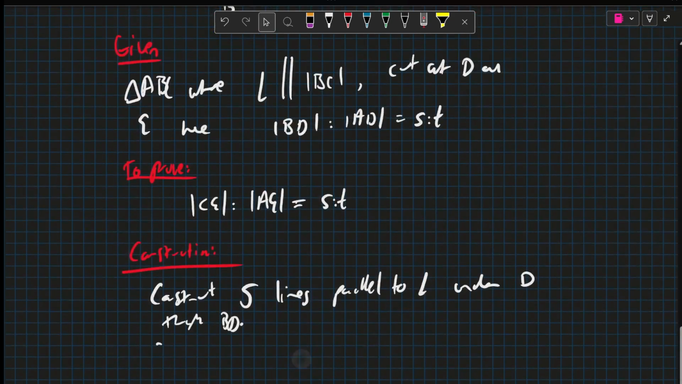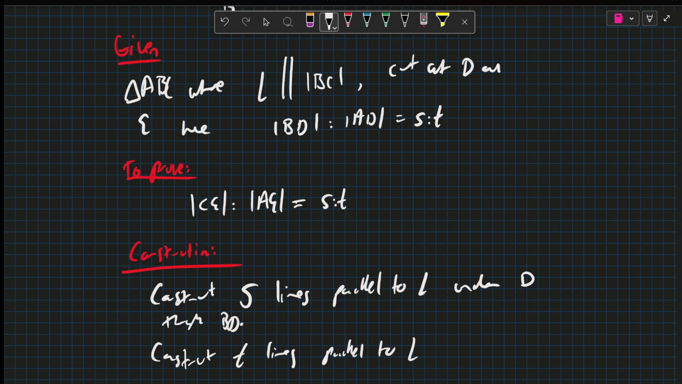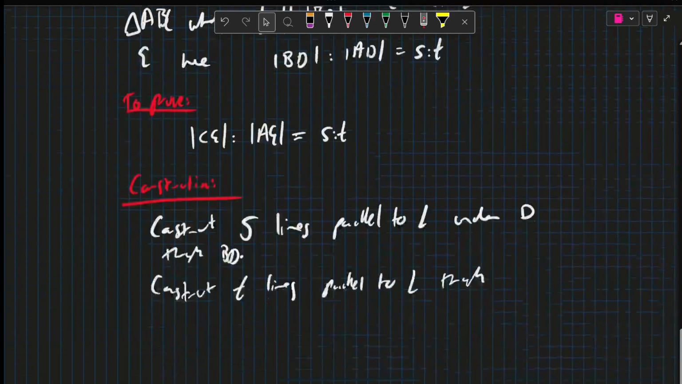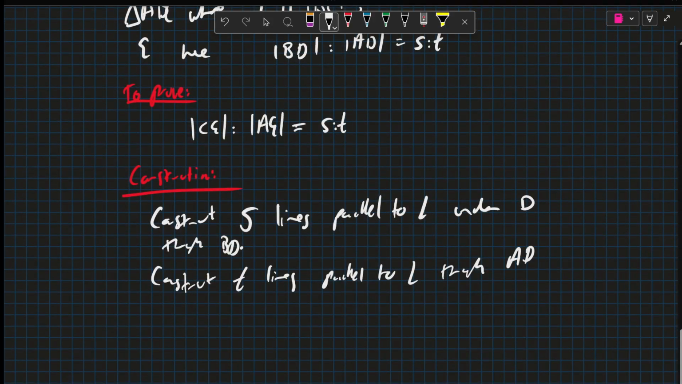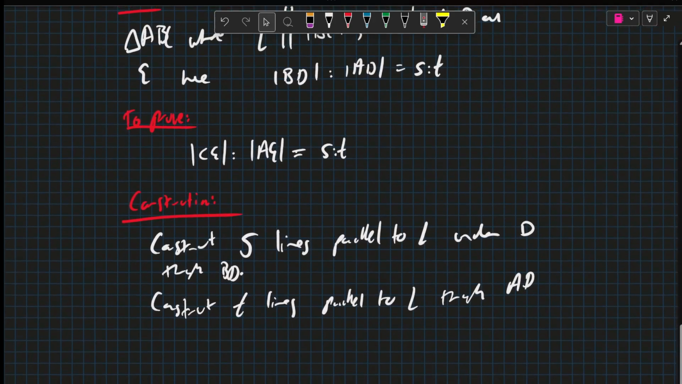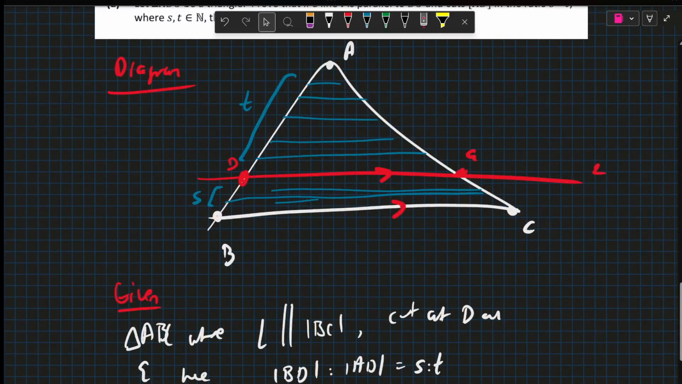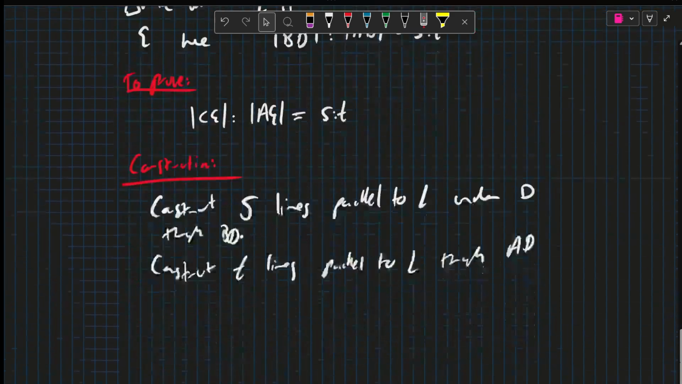And then we construct T lines parallel to L through AD. So these are all parallel to L. So what do we do from here?